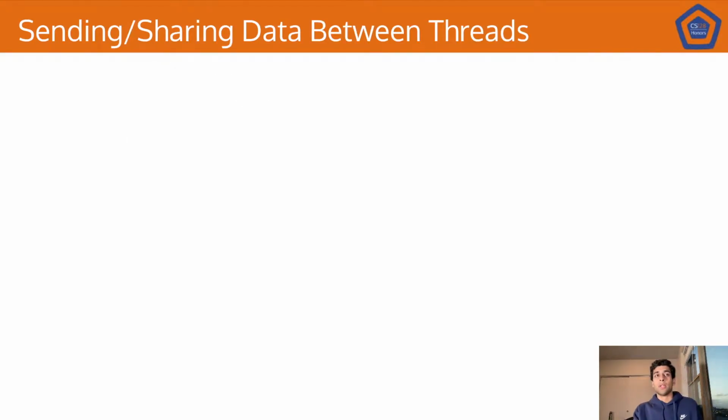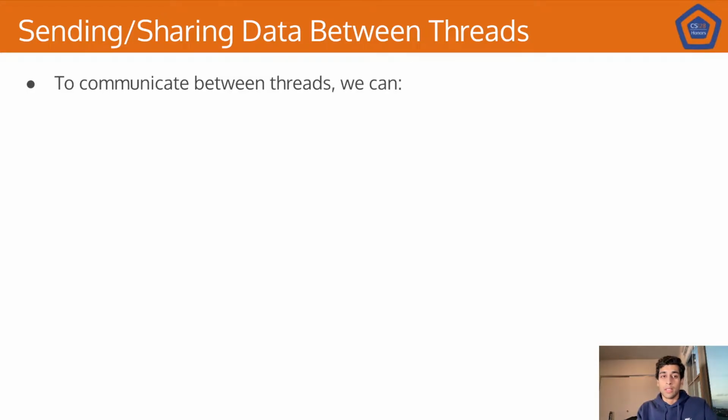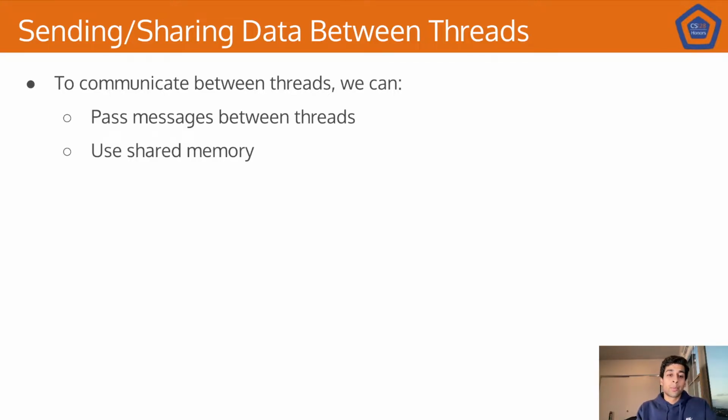Okay, so let's talk about sending and sharing data between threads. We said that we can share data by either passing messages or by sharing some memory, some data structure, between threads. And we said it's somewhat harder to do that. So the entire lecture will be showing you why it's such a challenge and how to get around that using some advanced Rust features.